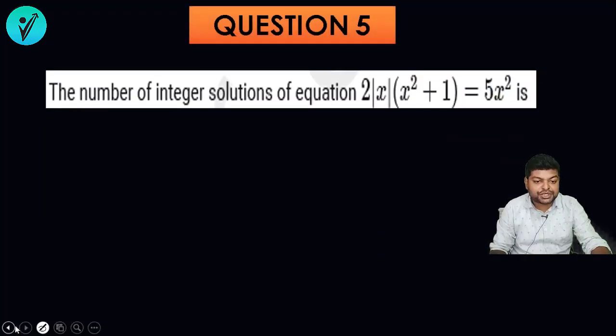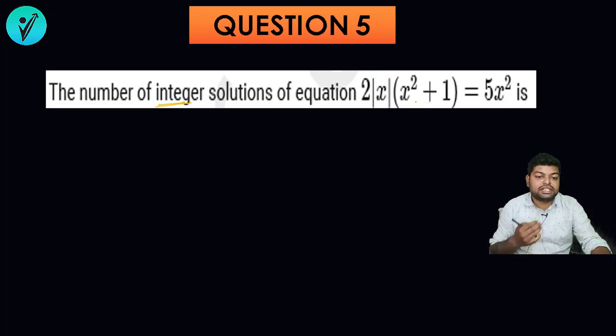Alright. Another question from algebra, and this time we have a mod function. The number of integer solutions. Clearly they are stating that we need an integer solution, so it can be positive or negative. The number of integer solutions of the equation 2 mod x square plus 1 equals 5x square.